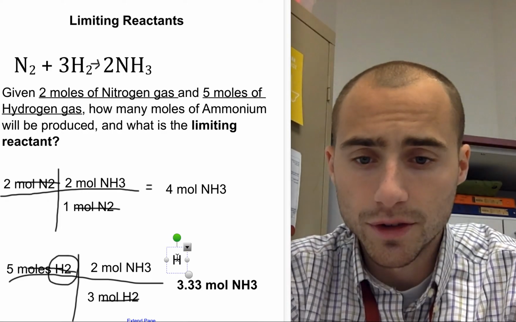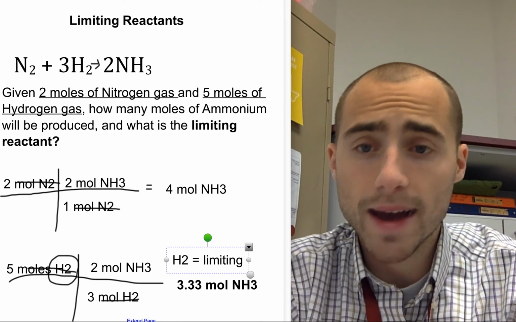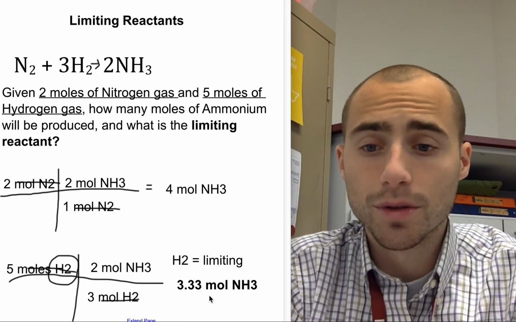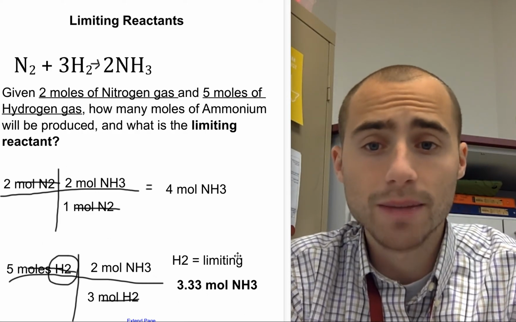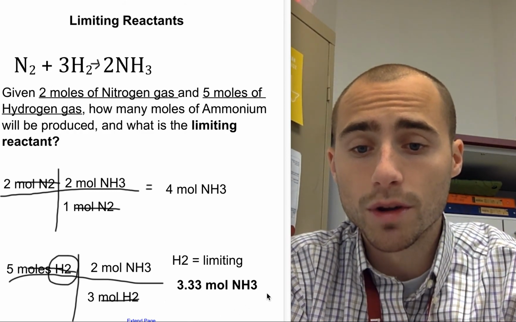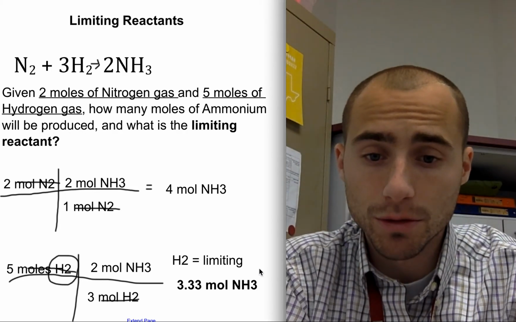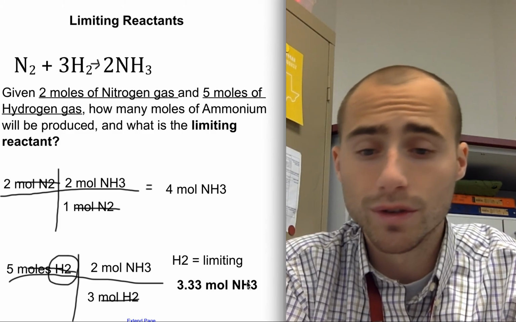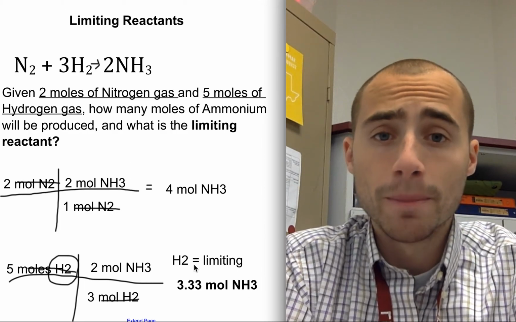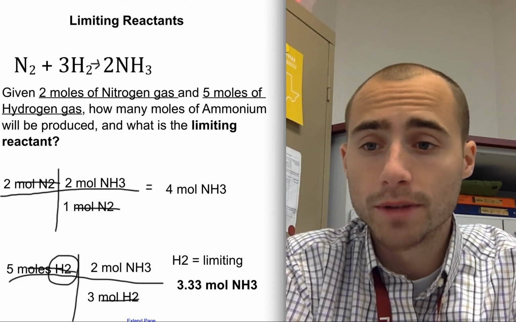Therefore, H2 equals limiting. H2 is our limiting reactant because it made less. You always just choose whichever one makes less, and that is your limiting reactant. And they're both just one-step dimensional analysis problems. So we figured out our limiting reactant. We also figured out how many moles of ammonia would actually be made. So how many moles of ammonia would be produced? It is 3.33 because that's the lower of the two numbers. You always choose the lower one. And our limiting reactant is hydrogen because it made less overall ammonia.